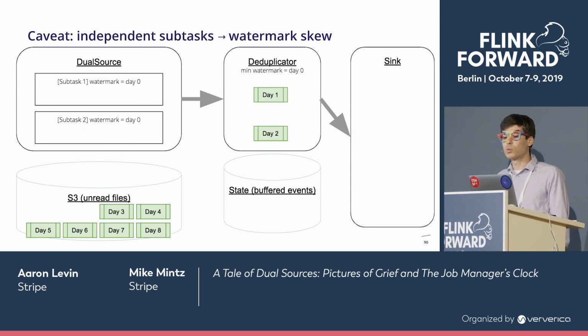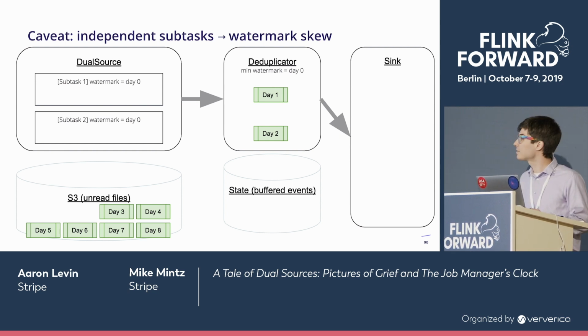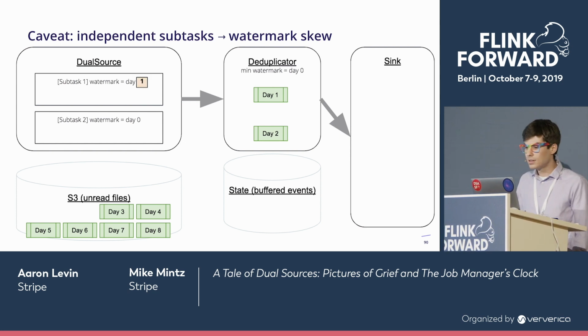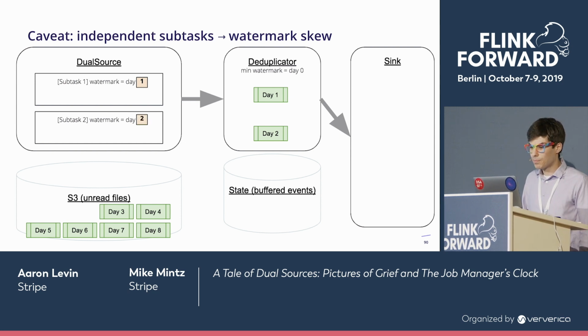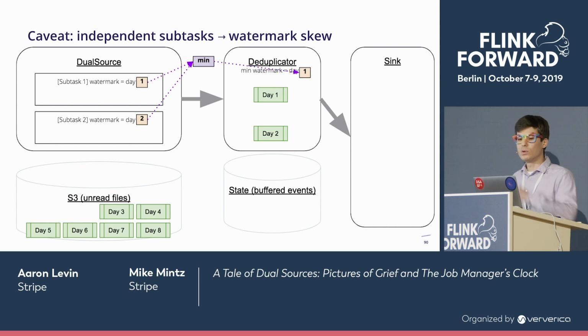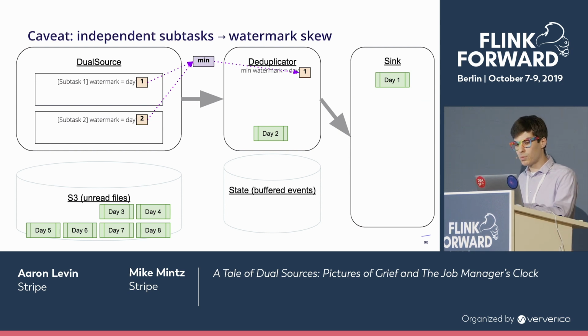But remember that our job is watermark aware, so we need to see how those watermarks get set. Our dual source's first subtask has processed all of its assigned days up through day 1, so it emits a watermark for day 1. Likewise, its second subtask has processed all of its assigned days up through day 2, so it emits a watermark for day 2. And since the deduplicator is downstream of a key-by operator, it sees the minimum watermark in the dual source, which is on day 1. The deduplicator can now safely emit records from day 1 to the Kafka sink, but it must buffer up the records from day 2 in the Flink state until its minimum watermark reaches day 2.